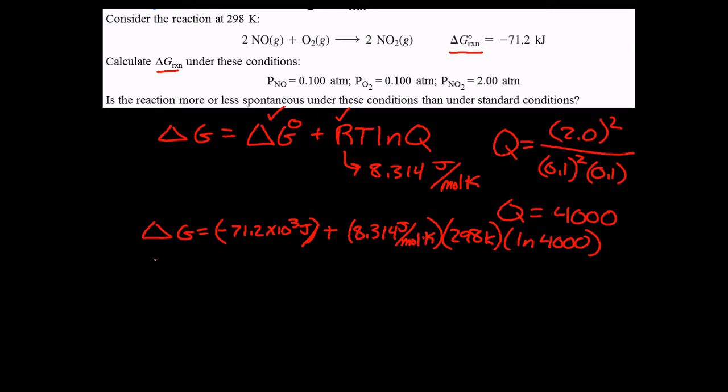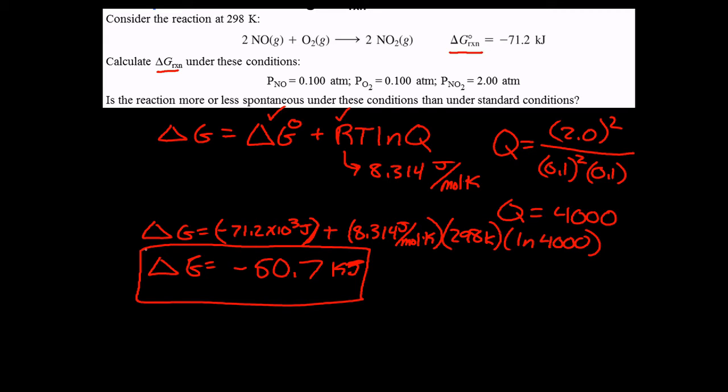That is going to work out to delta G at non-standard conditions is equal to, and I'm going to go ahead and convert this back into kilojoules, negative 50 point, we'll just call it 7 kilojoules. Okay. Or negative 50,650 joules.